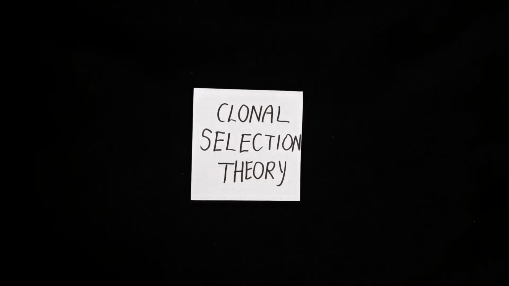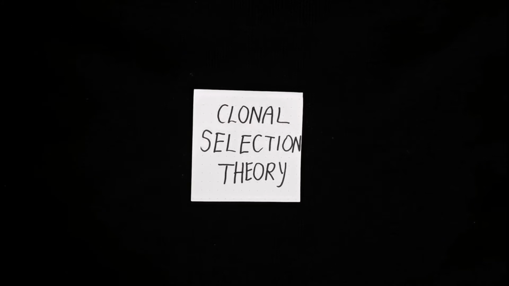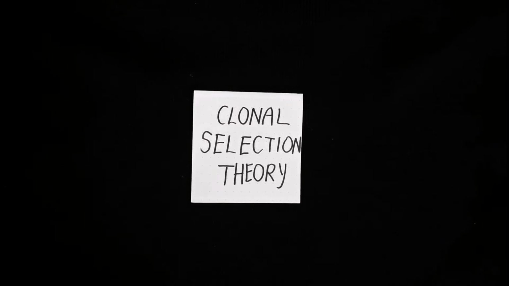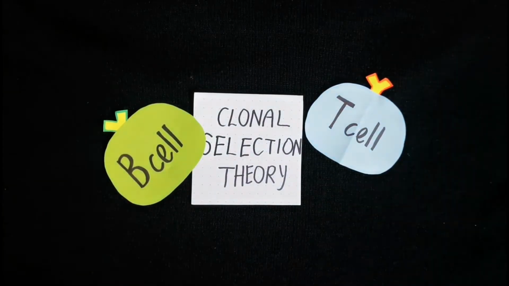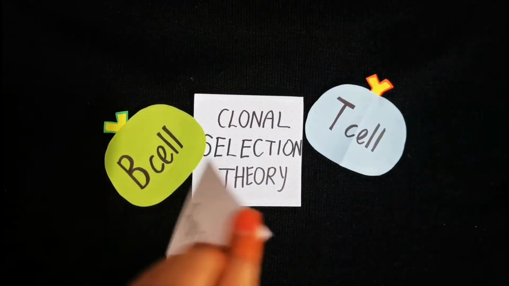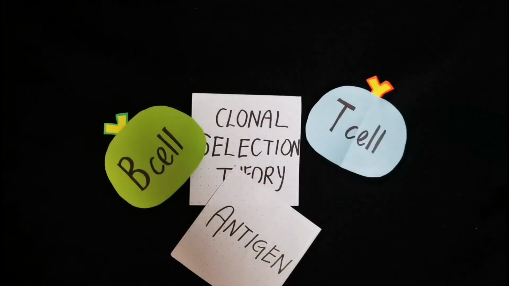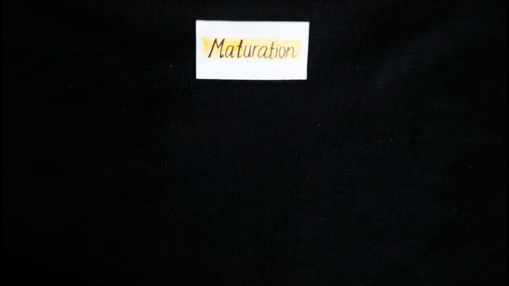Clonal selection theory explains how the immune system responds to an infection and how certain types of B and T cells are selected for destruction of antigens. The first process is called maturation.